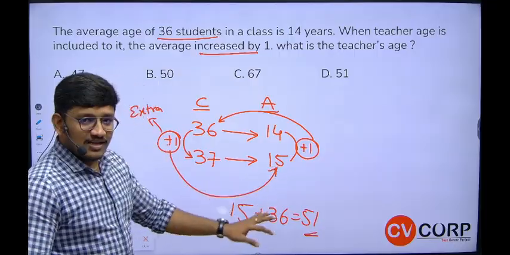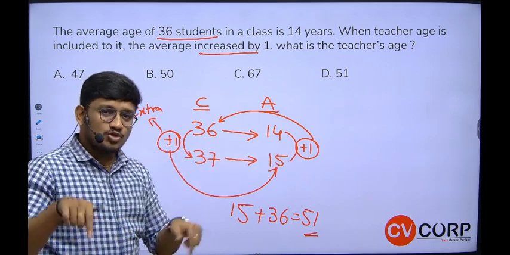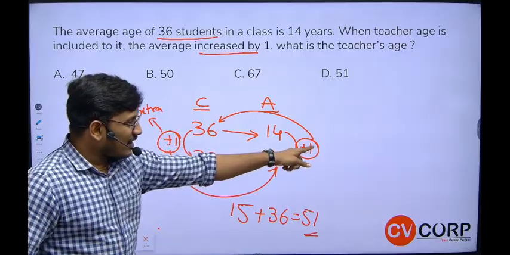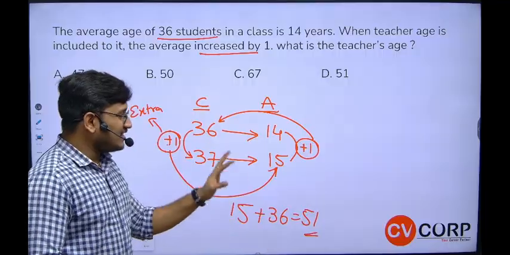While the average is increased by 1, increased by 1 means the entire class should be increased by 1, right? So that's the reason I multiplied this with the entire class strength. That is the only logic, but it is easy for you to understand.